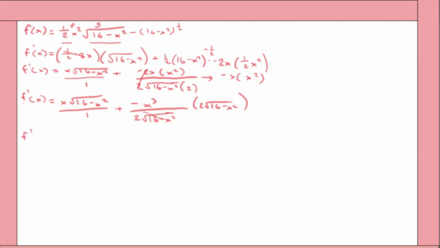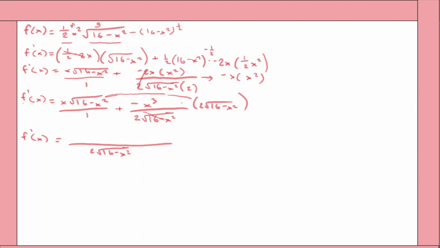So then we'll get that f prime of x, we're going to have a bunch of things, and they're all going to be over this 2 root 16 minus x squared, because that's what we wanted. We wanted to basically combine them both. Okay, so this one we know will stay the same. It's this one right here that's going to change, because this one doesn't have the denominator. So we're going to multiply this one by this one right here.